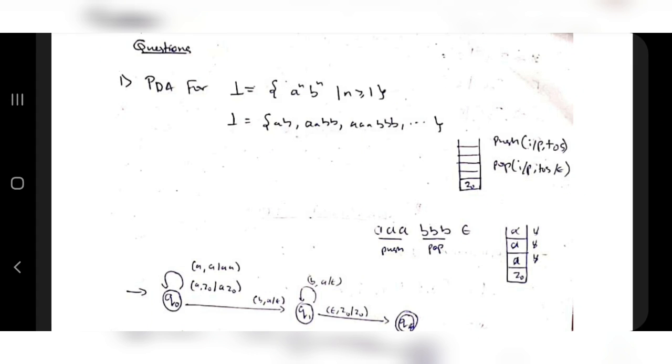In this example, the language given to us is a power n b power n, where n is greater than or equal to 1. What is the minimum string? Since n is greater than or equal to 1, the minimum string is a power 1 b power 1, that means ab, right? So ab I have written here. If n is equal to 2, we have aabb, and so on until n number of times. These are the strings, and how we will perform this operation is by using a stack.